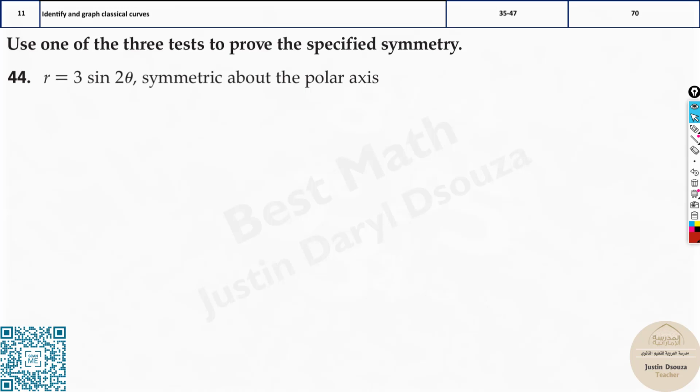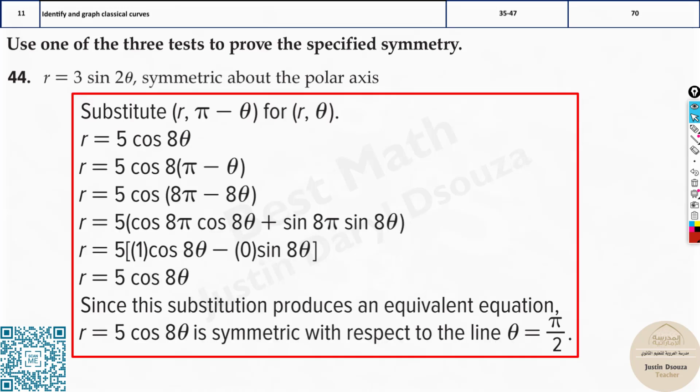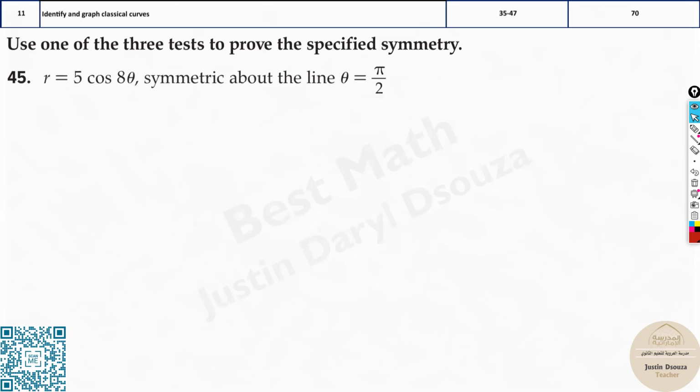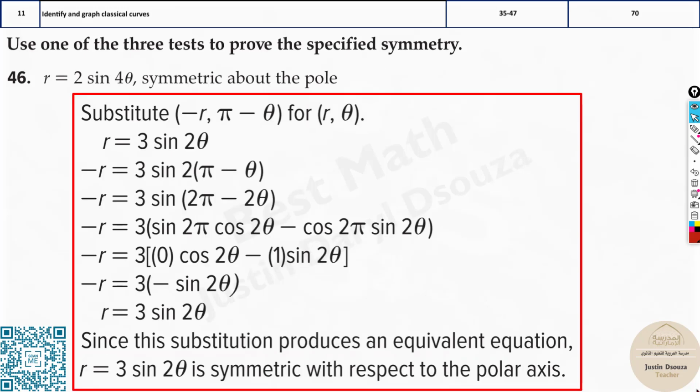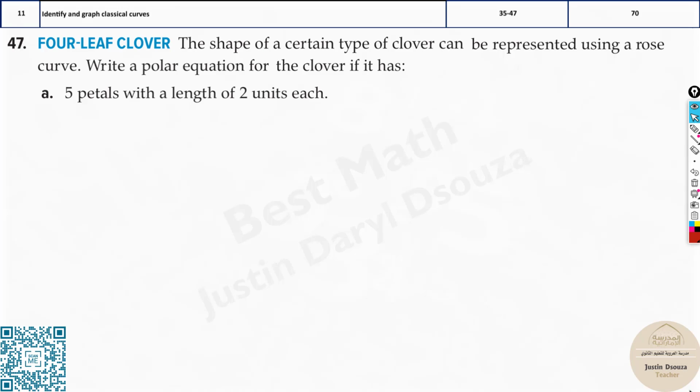Similarly, go through these problems. These are proving problems. All the proofs are over here. This one as well. Over here, you can see all the steps are there. And okay, now we have one more real world problem. The shape of a certain type of clover can be represented using a rose curve. Write a polar equation for the clover if it has 5 petals with a length of 2 units each.